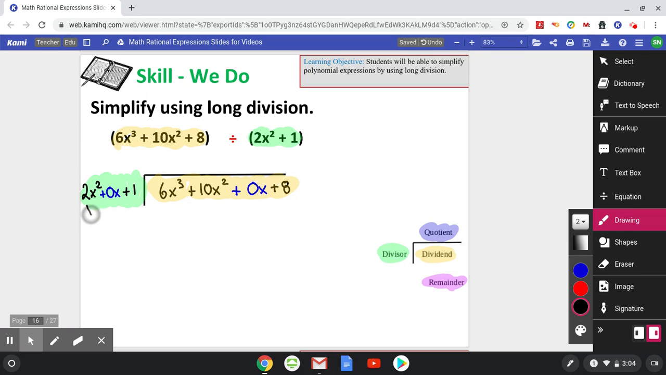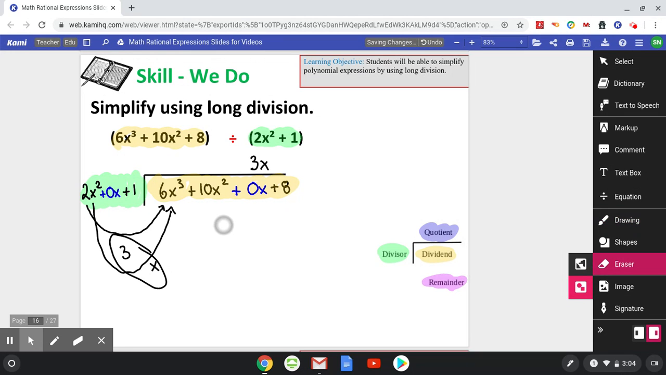So what do I need to multiply 2 by to get 6? I need to multiply times 3. What do I need to multiply x squared by to get to x cubed? I need to multiply by x. Now the 3 and the x will go as part of the quotient. Because we have 3 parts, the 3x will go here. And as you can see, everything in the column has an x with no exponents, that means we are doing it correctly.